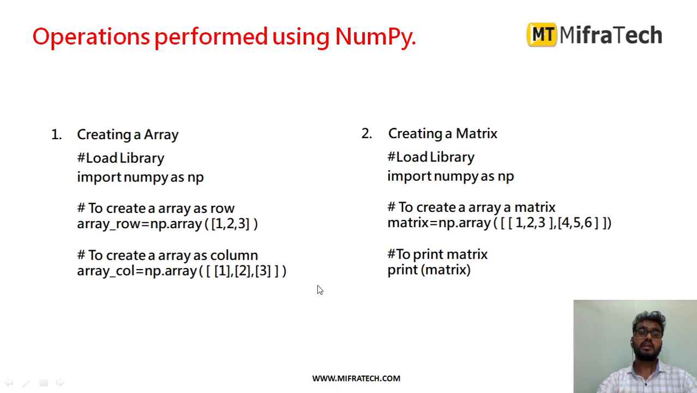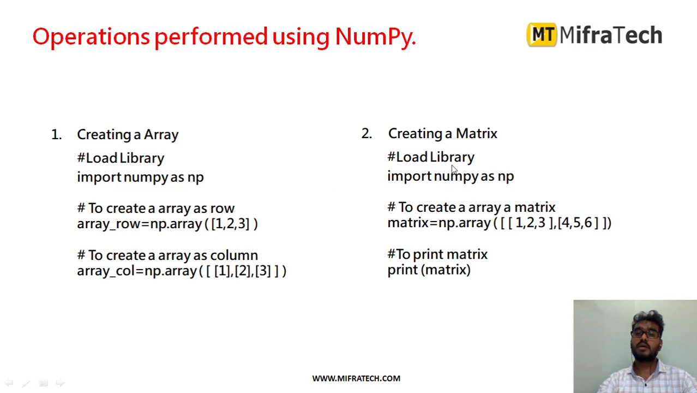np.array of will create an array, but only while passing the parameter we have to pass it in a different syntax or manner. So here I am passing each value. After each value I am giving a comma, which will take us to the next line. So these 1 to 3 values I am going to get in a column. If I print array underscore column, I am going to get this array value in the form of a column. So this is how we are going to create an array.